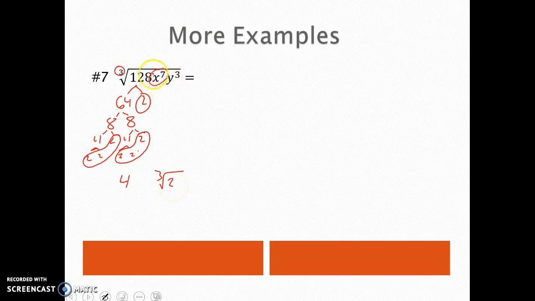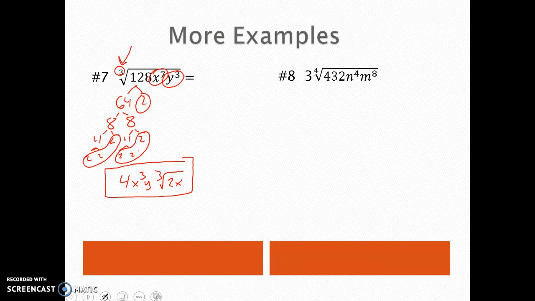Then I have 7 x's. Well, if I'm going to pull them out in groups of 3, that's 2 groups of 3 and 1 x left over inside the radical sign. Then I have 3 y's, which is one group of the y's. And so when I simplify this radical, my final answer is going to look something like this. I don't have to worry about any absolute value signs because this is an odd index here, so it's not even odd. And so it's just going to be 4x to the 3rd y times the cube root of 2x.